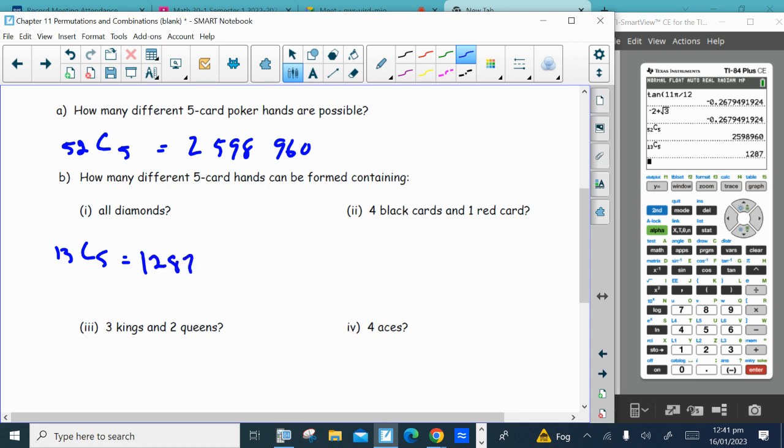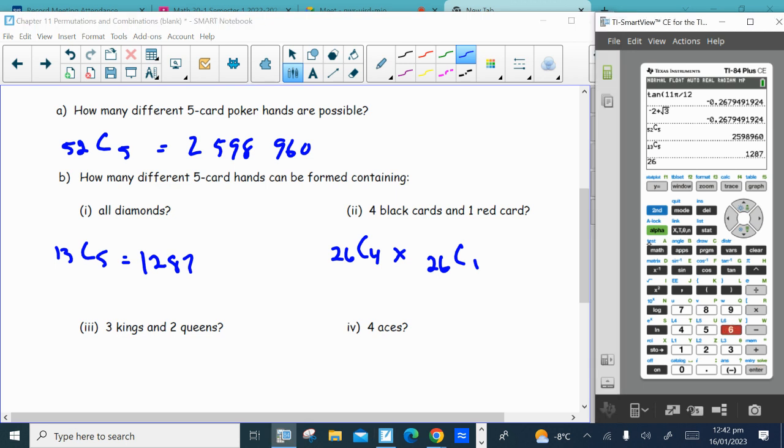How many different 5-card hands can be formed containing 4 black and 1 red card? Well, it said above that half the cards are black, the other half are red. 2 of the suits are black, the other 2 suits are red, so that's half. So that means there's 26 black cards. And so you multiply that by 26C1, which is the number of ways you can get 1 red card from the 26 red cards that are there.